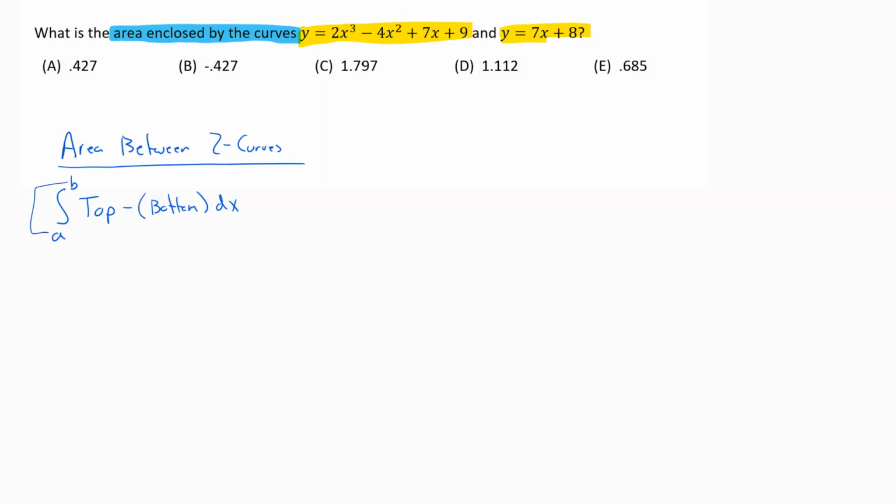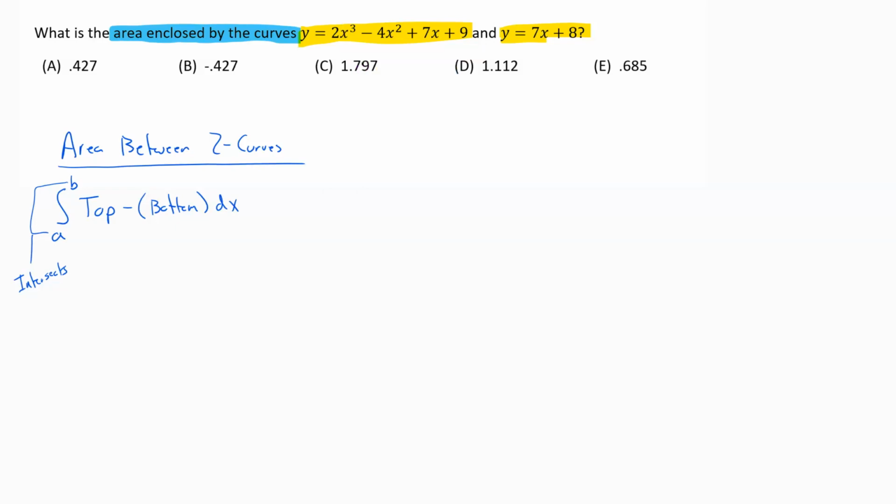The a and the b here, the bounds, are generally going to be the intersects of those two graphs, because that's where the region that you're trying to find is going to close itself off, or it's going to bound itself at the edges. This, luckily for us, is in a calculator required section, so we can do most of this work in the calculator.